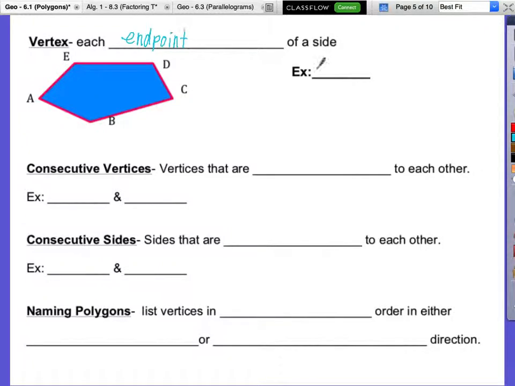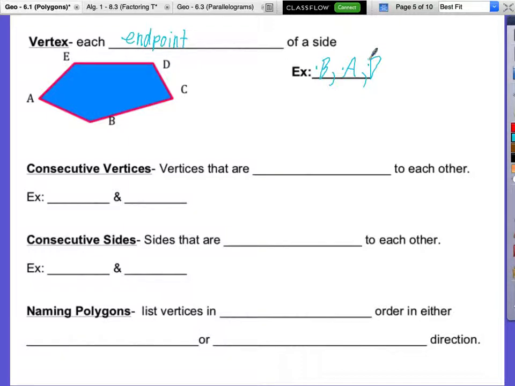Kylie. B. Okay, point B. Raise your hand to tell me another one. Okay, Nick. A. Okay, A. Let's get one more. Okay, Kylie. D. And D. Okay, you really could have listed any of these points on here, right? Any of them would each be a vertex.